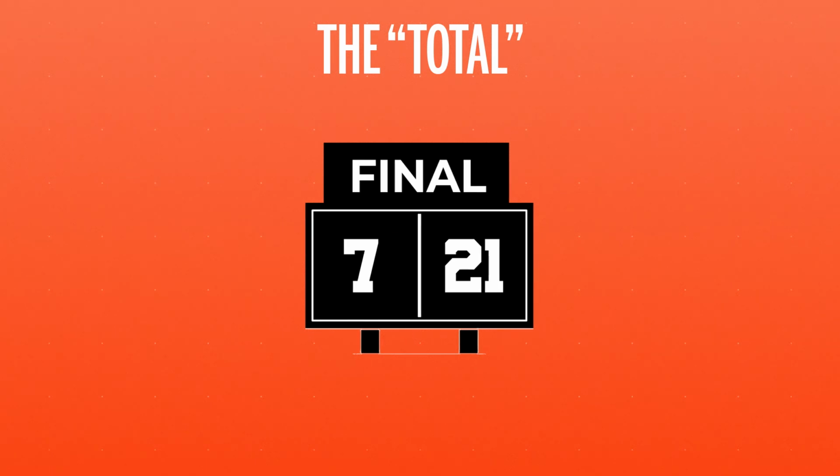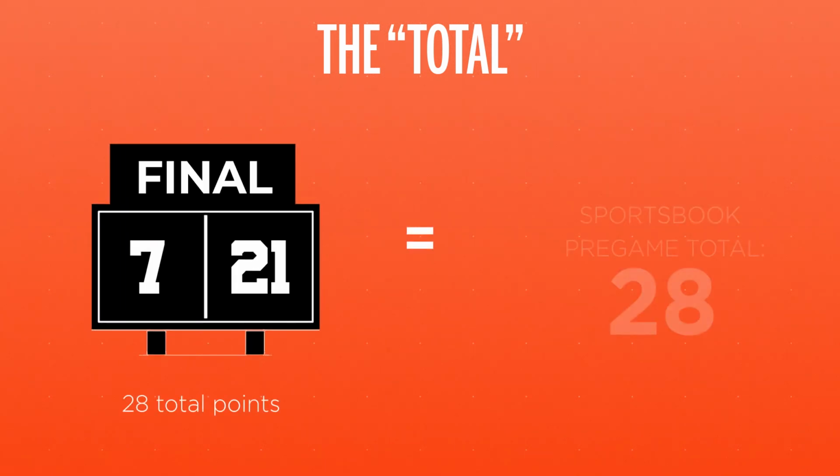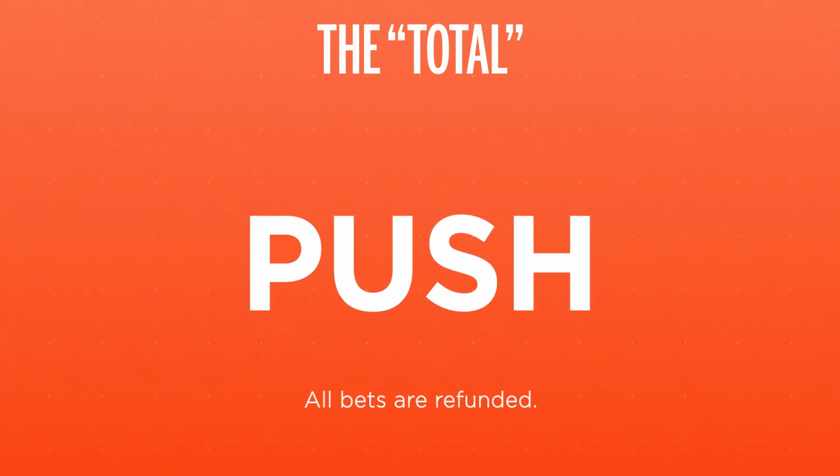If the contest ends and the actual total number of points scored in the game is equal to the sportsbook's pregame total, then all over-under bets are declared a push and the wagers are refunded. So this seems almost as simple as a moneyline bet, where really all I have to do is predict whether they're going to score more or fewer points than one given number.